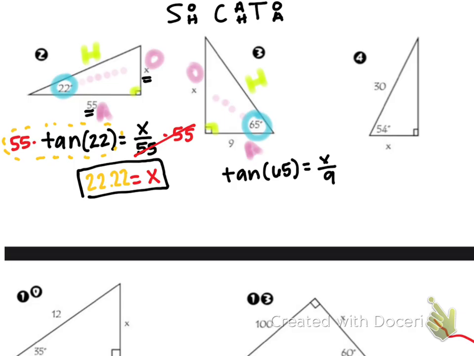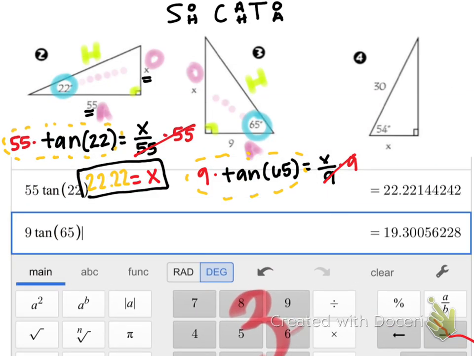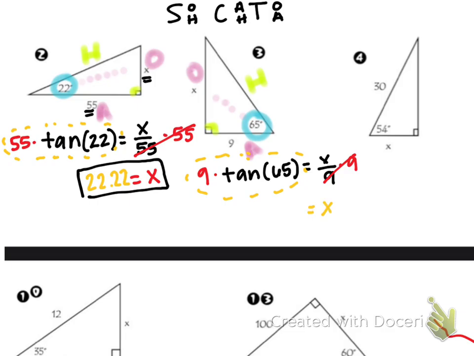To solve for this one, we're going to need to get rid of that divided by 9 by multiplying by 9 on both sides. And that 9 times tangent of 65 should have been what you put in your calculator. So let me show you what that looks like. All right, when I put that in my calculator, 9 tangent of 65 is 19.300. Actually, I don't need to round for this one. It would be X equals 19.30. That's our answer. All right, go ahead and try number 4.